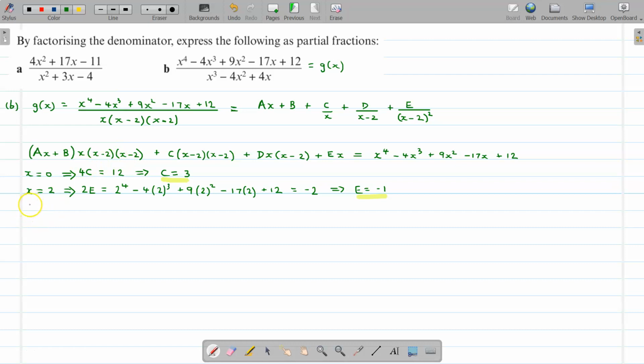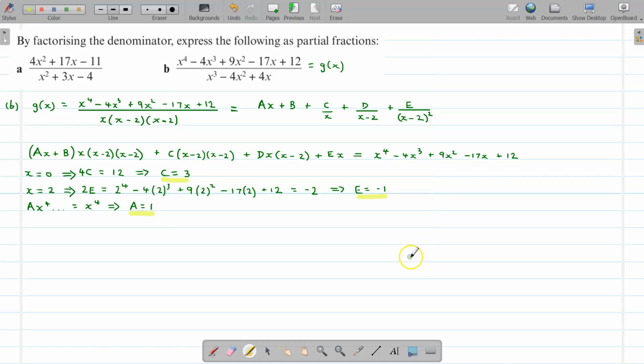So I can say that a x to the 4, without doing any more than that, is equal to 1x to the 4, because that's what I've got on the right hand side, and therefore, of course, a is 1. Okay, so I've now got 3 of my 5 unknowns. Okay, so I'm just going to highlight that one as well. Still got to find b and d.